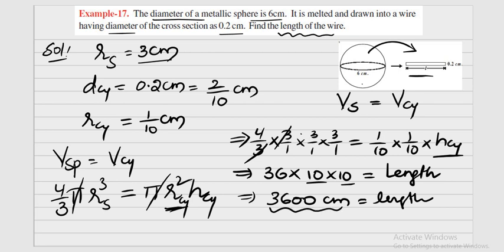If I want to convert it into meters, 1 meter is equal to 100 centimeters, no? So from this, what can I say? Length of wire is equal to 36 meters. So the answer is 36 meters.